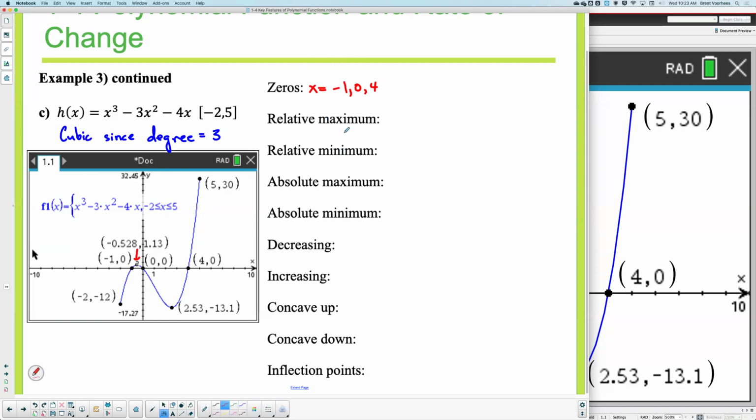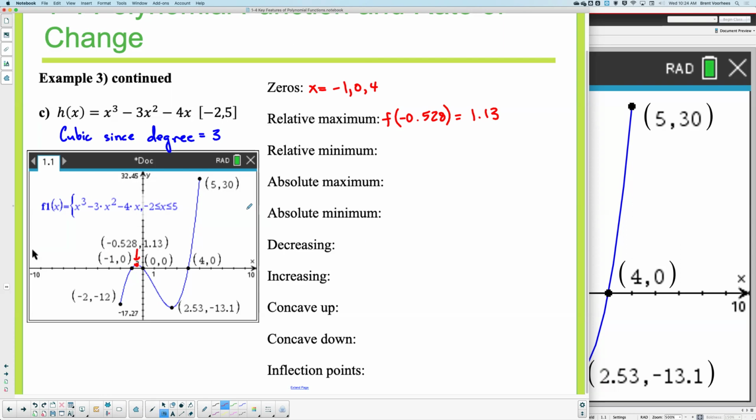Okay, do we have any relative maximums? That means a maximum, but it's not the highest point in the entire graph. Does this have any relative maximums? We do. Adrian, where is it? It's this one. This point right there is a relative maximum. The relative maximum is -0.528, which equaled 1.13. That was a relative maximum. That means it was a maximum of an area, but not the maximum of the entire graph.